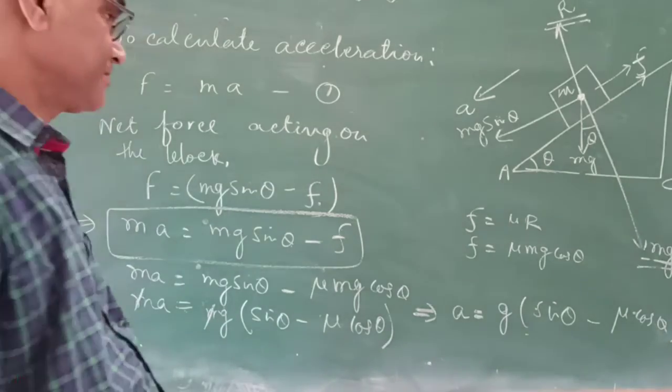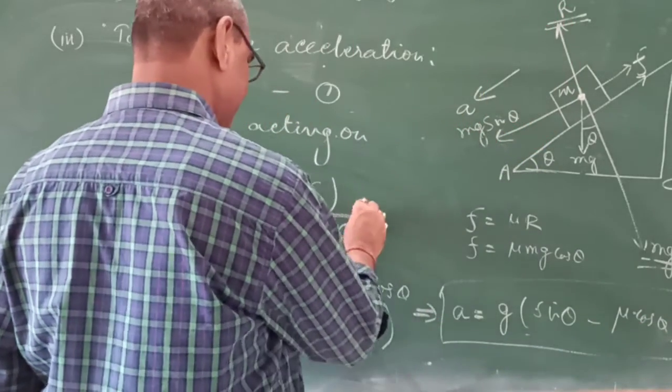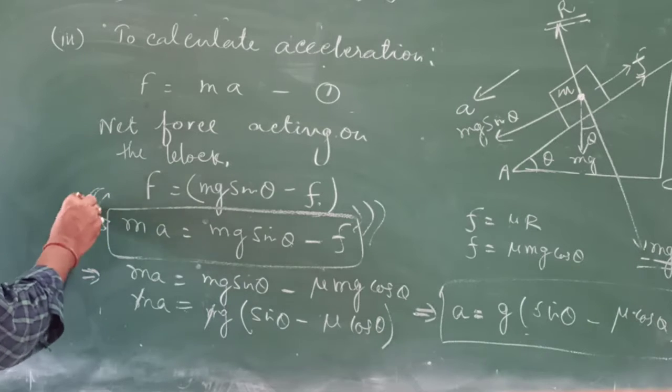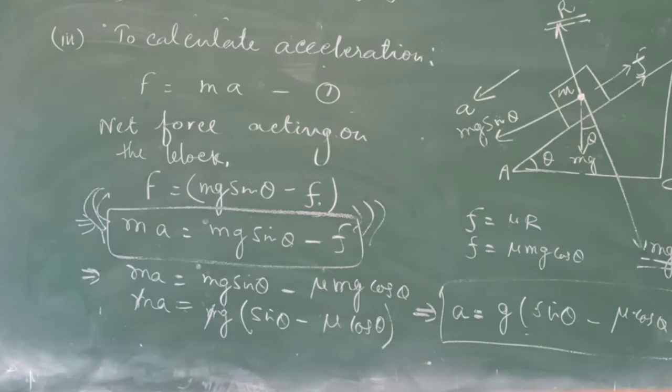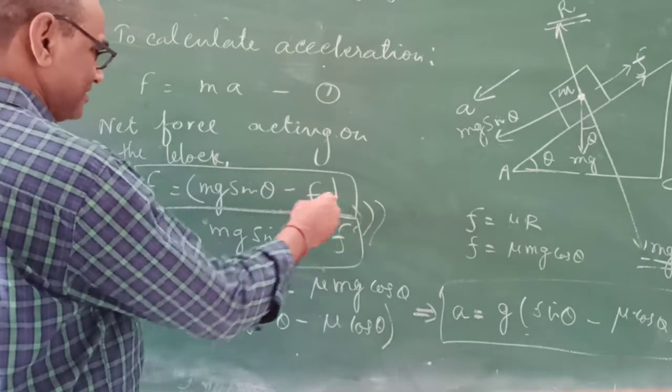And that is the expression for acceleration of the block. ये हमारा बेसिक कंसेप्ट का इक्वेशन. m a is equal to mg sin theta minus f. ये भी हमारा बेसिक कंसेप्ट का इक्वेशन.